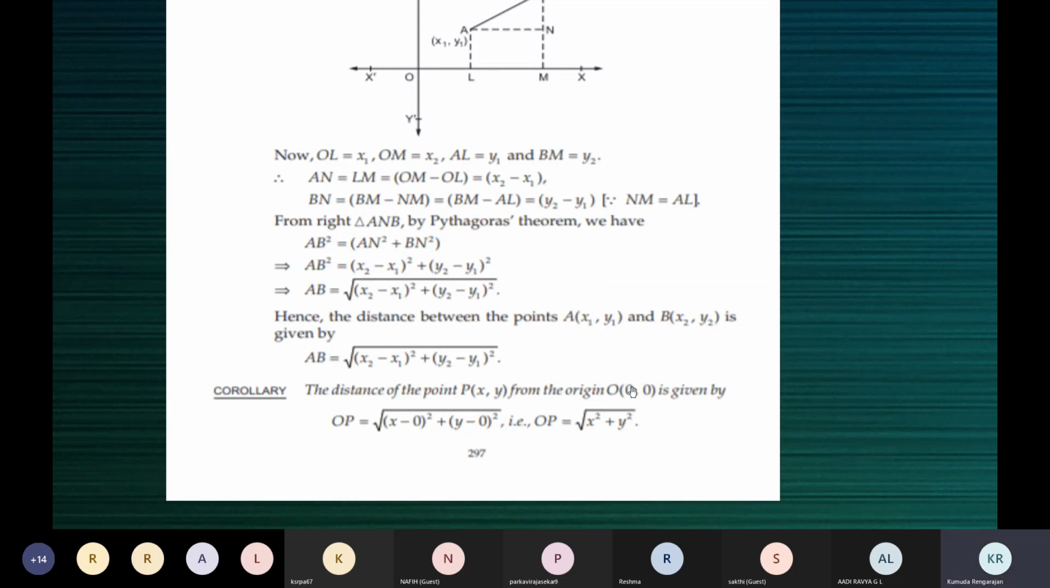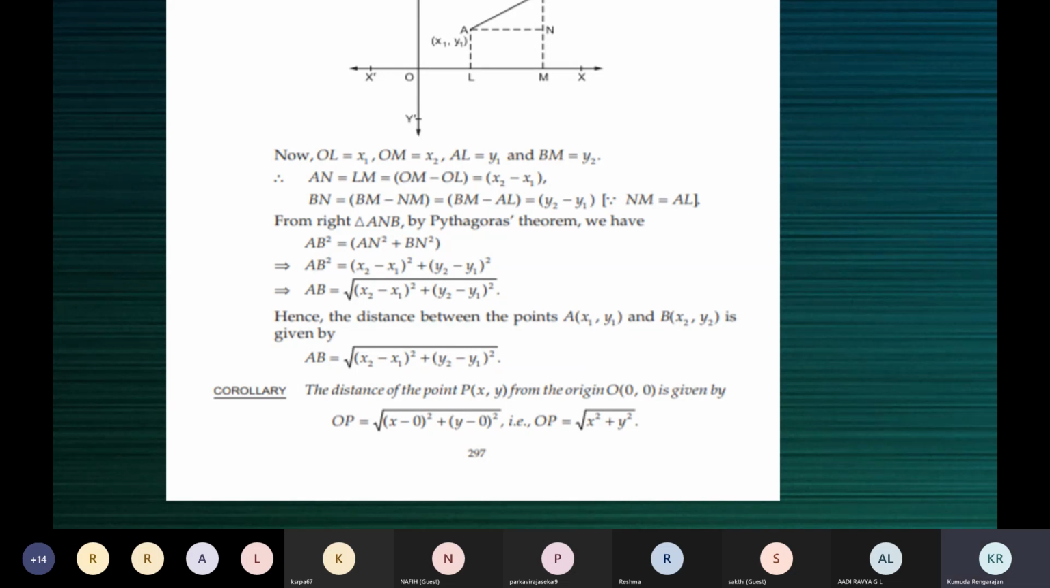Subtract the x coordinates, square it. Subtract the y coordinates, square it. So x minus 0 is nothing but x square, plus y minus 0 is y square. So the distance of any point from the origin is given by the square root of x square plus y square.